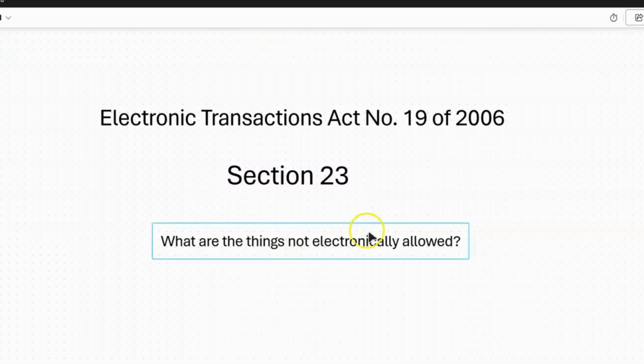What are the things not electronically allowed? The first one, last will, and second one, power of attorney. The third one, transfer of a movable property. Next one, trusts. The last one, bills of exchange.